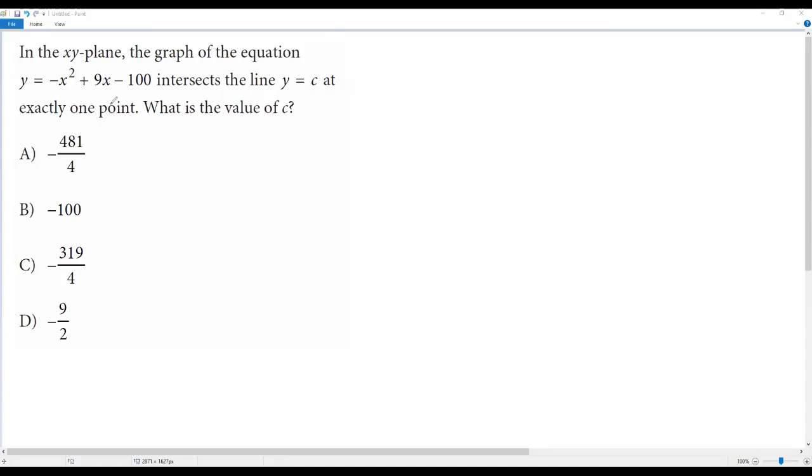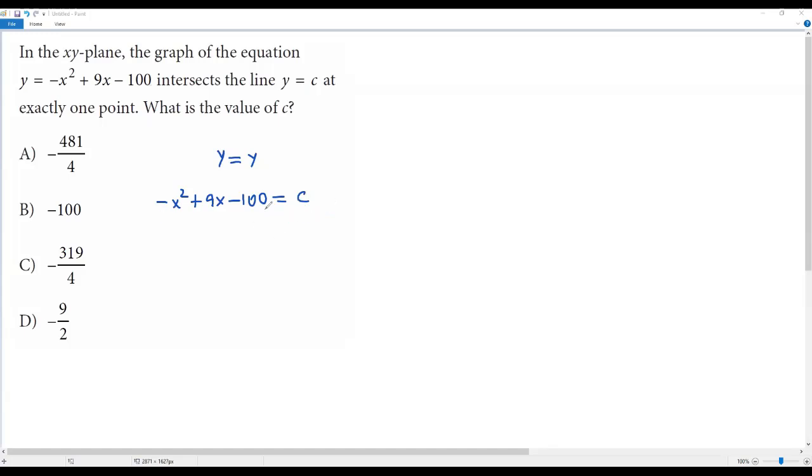Okay, to find the point of intersection, we have to solve the given two equations. So we can write y equals y, because both equations are solved for y. For the y on the left side, I'm taking the first equation, that is negative x squared plus 9x minus 100. For the y on the right side, I'm taking the second equation, that is c. Now we got a quadratic equation in the variable x.